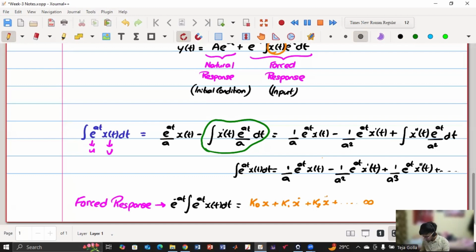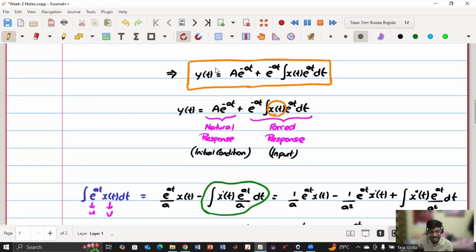So is this clear, this part? I have just applied integration by parts, and I have got one infinite series. Now I have just generalized it. Any queries? Okay. So now let us write the entire expression.